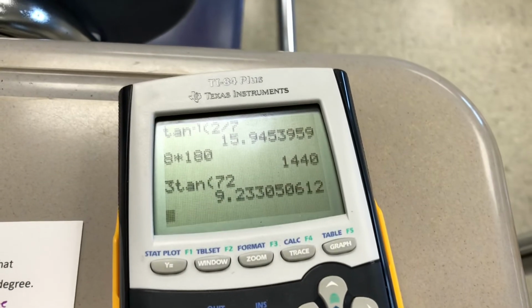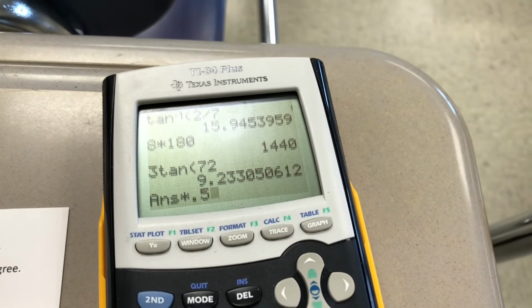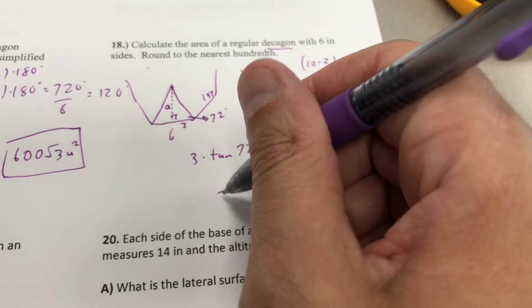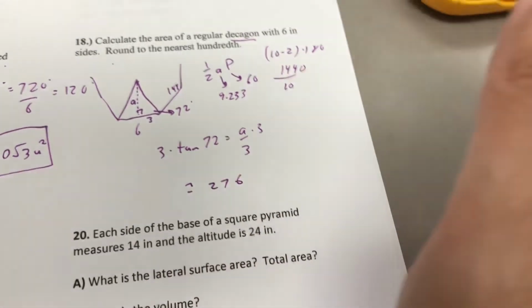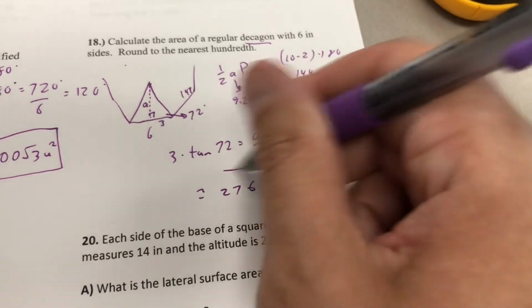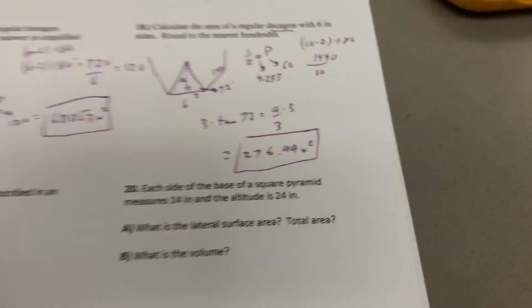So I'm going to take half of that, and I'll multiply that by the perimeter of 60, and we get approximately 276.99 square units if I round to the nearest hundredth.